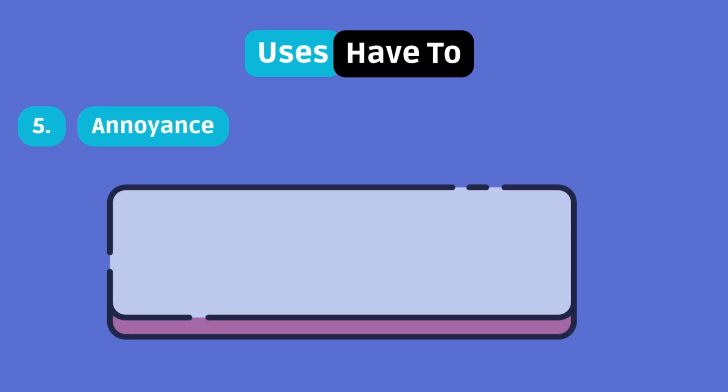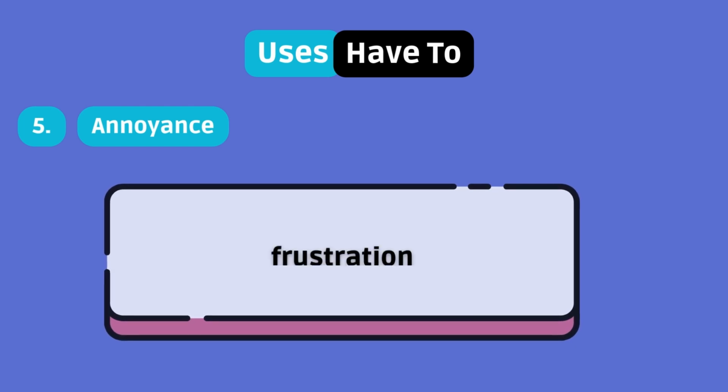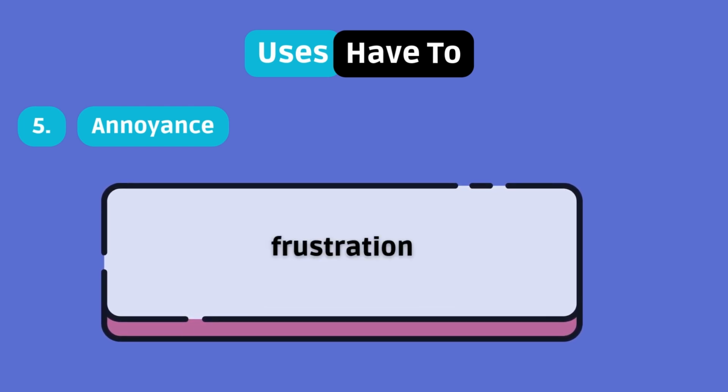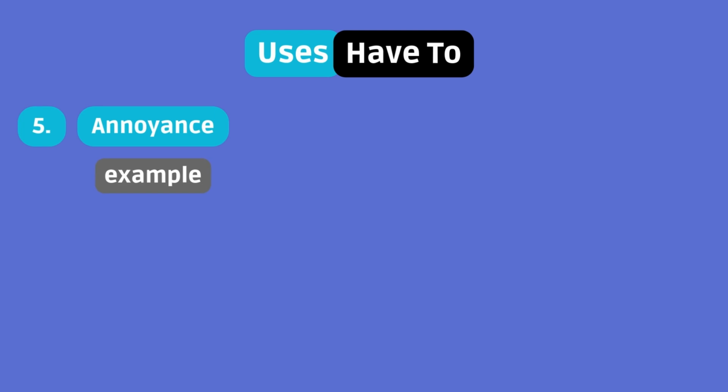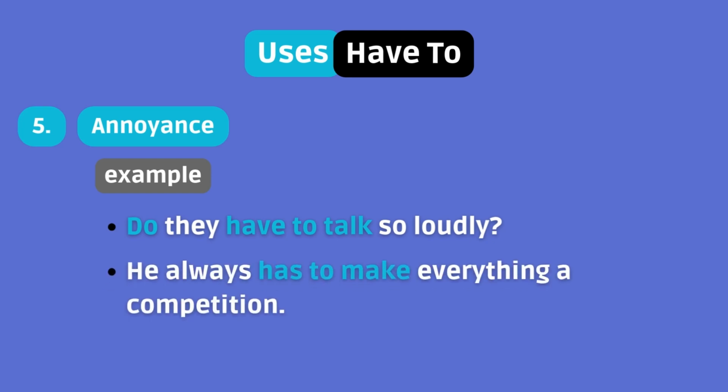Annoyance. Have to can express frustration about burdensome actions. Example. Do they have to talk so loudly? The loud talking is a source of irritation. He always has to make everything a competition. His competitiveness is an inconvenience to the speaker.